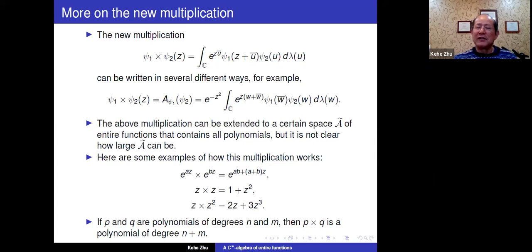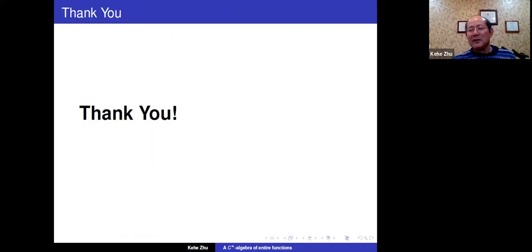Another natural question is, okay, I've now got this example of a historical algebra of entire functions. Can you do something similar, say, on the disk? Again, I'm asking for relatively natural examples of historical algebras, okay, not artificially constructed. All right, I think that's all I want to say.